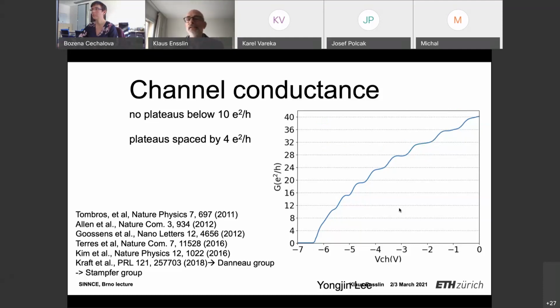Now in gallium arsenide, the plateaus are positioned in units of 2e squared over h, and the 2 comes from the two-fold spin degeneracy.